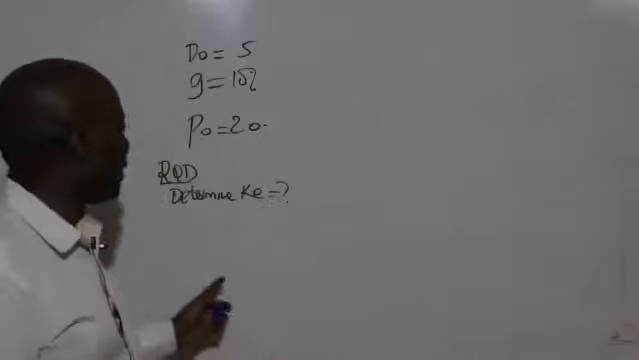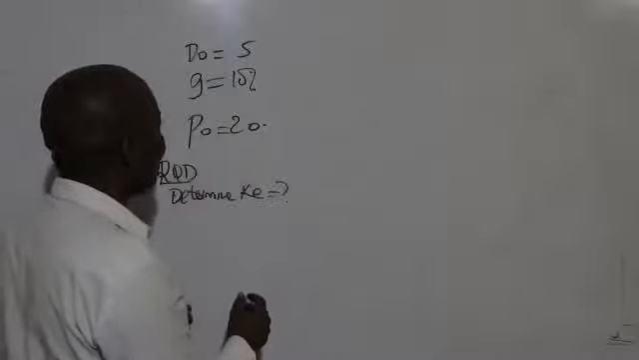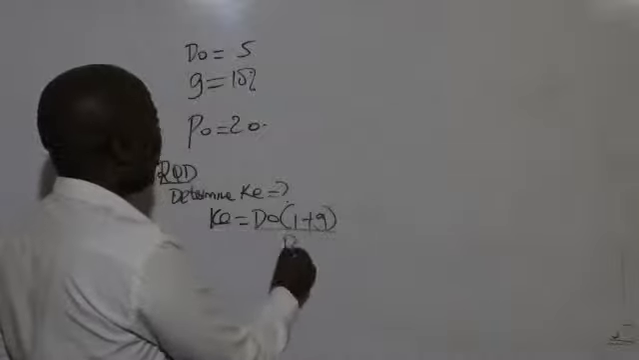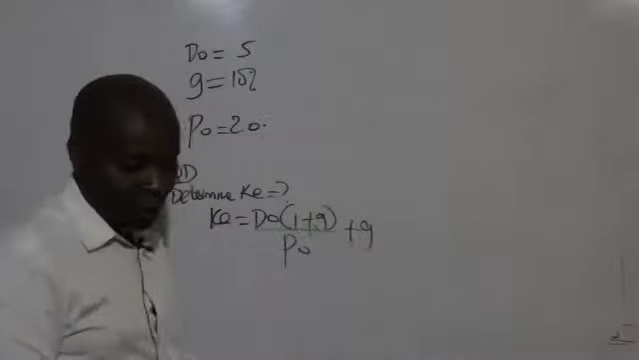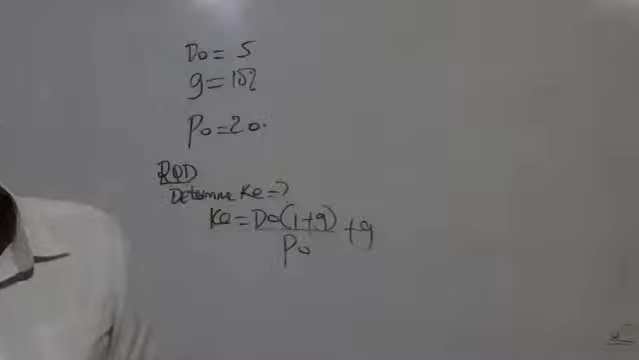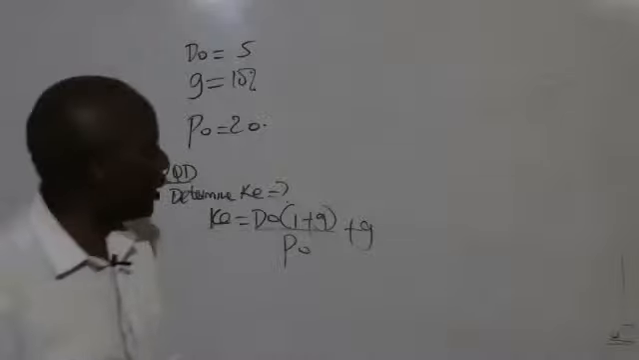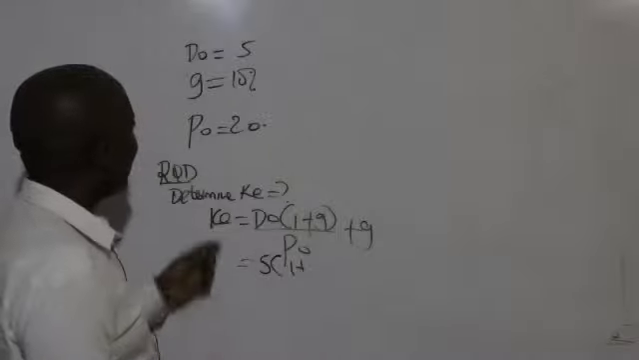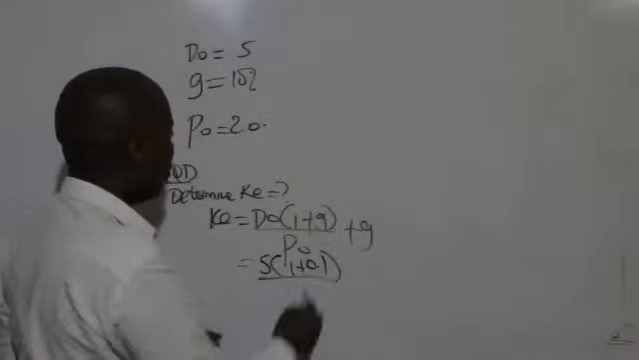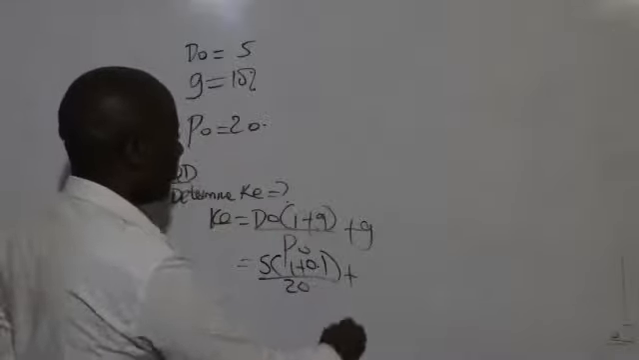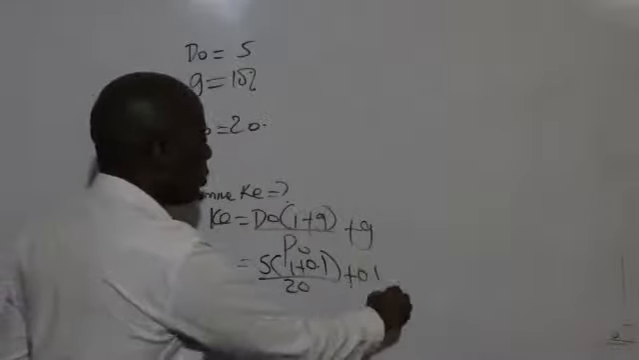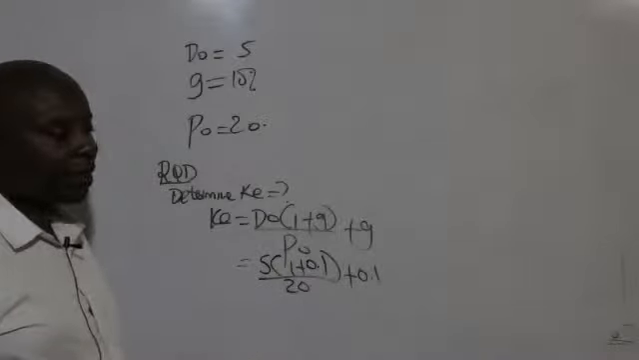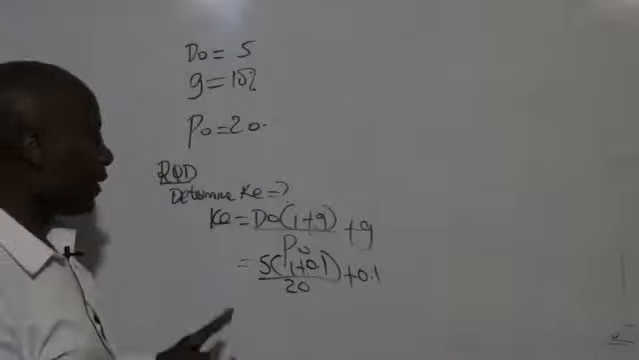So the cost of equity here will be quite an easy thing to get. To get the cost of equity, I'll take D0 into (1 plus g) all over P0, plus g. So my D0 here is 5 into (1 plus 0.1) all over P0, which is 20, plus g, which is 0.1. So could you kindly give me an answer? That's 7.5. Thank you very much.